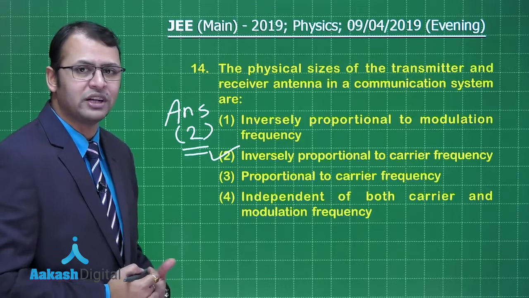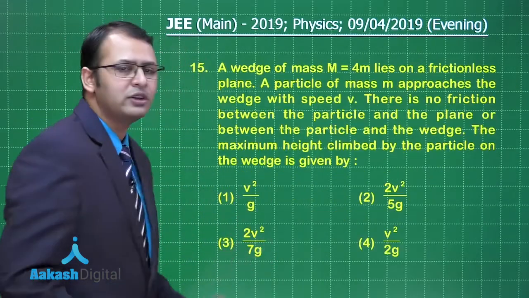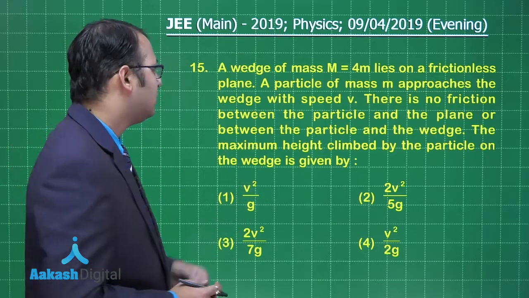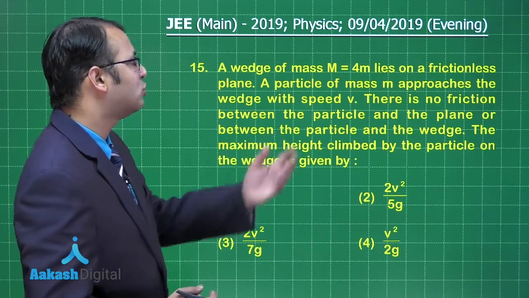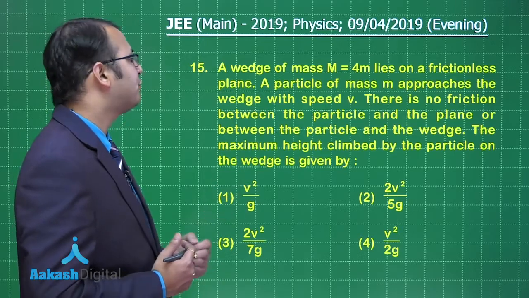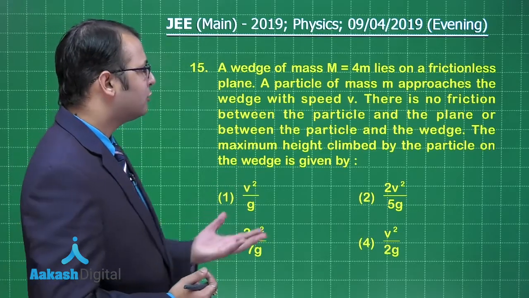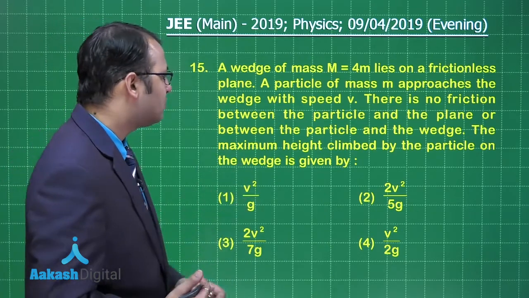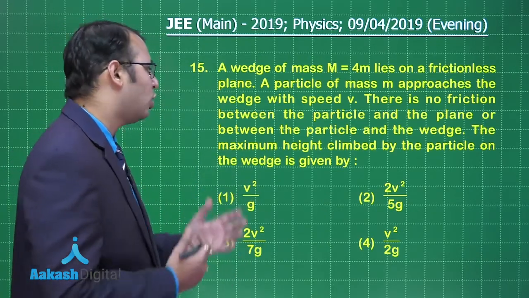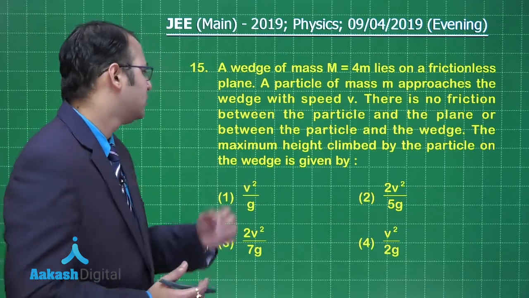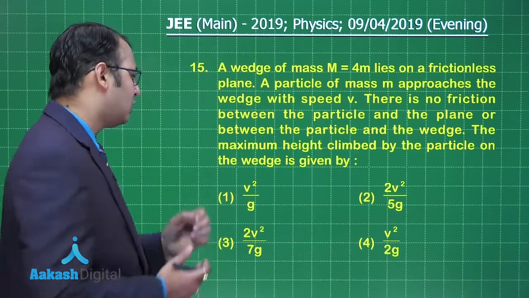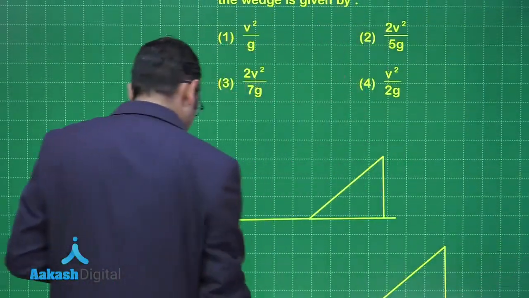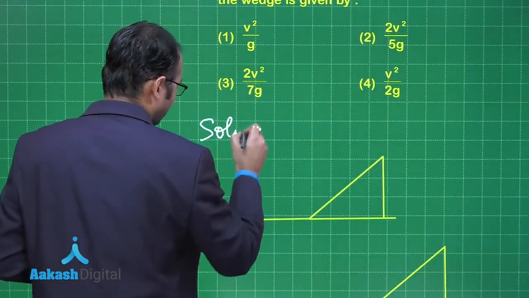Now let's move on to our next question. Now the question you see belongs to section of mechanics from the chapter work power energy. Here a wedge of mass capital M, which is equals to 4 times small m, lies on frictionless plane. A particle of mass small m approaches the wedge with speed v. There is no friction between the particle and the plane or between the particle and the wedge. The maximum height climbed by the particle on the wedge is given by. So in order to solve this question, you need diagram. So I have already made one for you.